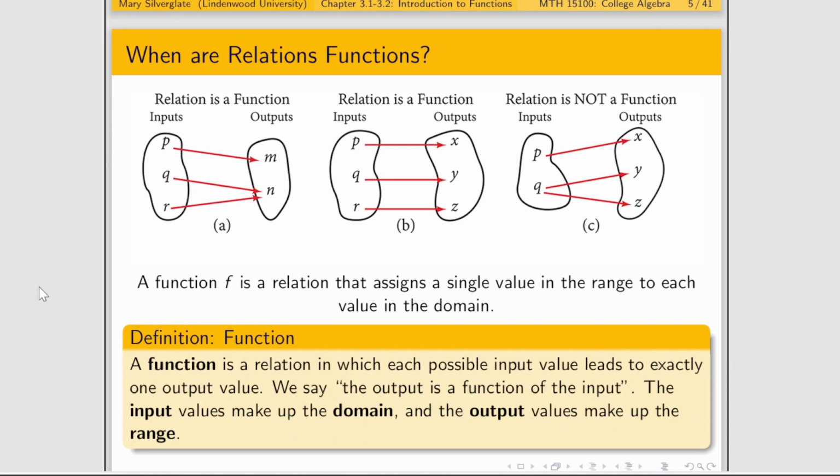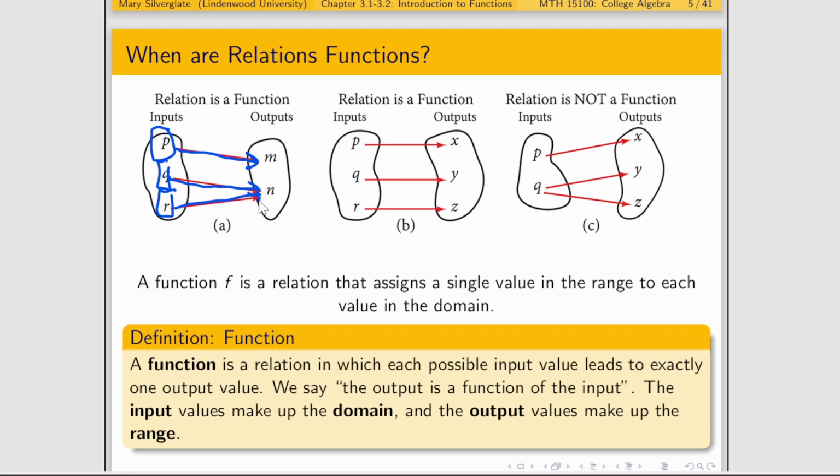We care not about all relations per se, but specifically ones that are functions. And what makes a relation a function? A relation is anything where if I have an input that's somehow related to an output, it's somehow connected to an output. But if it's a function, then each input should tell you exactly one output it's going to go to. So here, Q goes to N, that input has exactly one output.